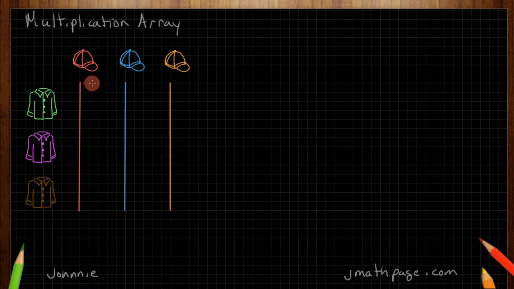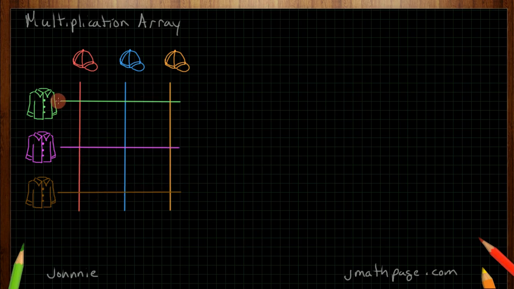What if we thought about it the other way around, though? What if we started with the jackets and decided what hat to wear? We could start with our green jacket and wear a red hat, a blue hat, or an orange hat. We could start with our purple jacket and we could be wearing a red hat, a blue hat, or an orange hat, right? Or we could start with our brown jacket, and with our brown jacket we could be wearing a red hat, a blue hat, or an orange hat. Do you see all the different choices here?